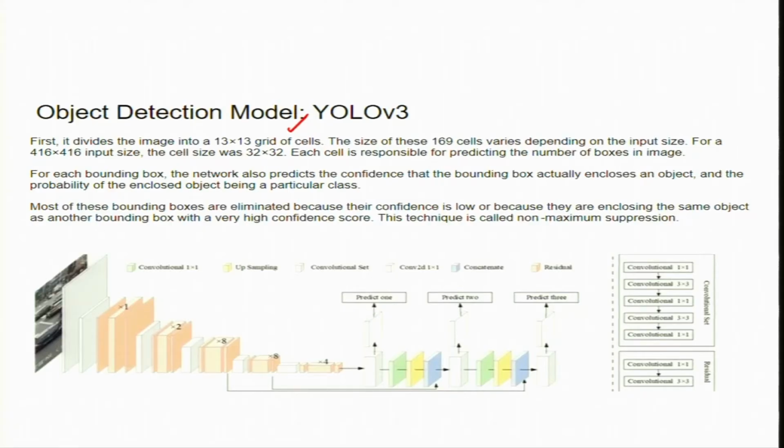The size of these grid cells varies depending upon the input size, and each cell is responsible for predicting a number of boxes in that particular image. For each bounding box, the network also predicts the confidence that the bounding box actually encloses an object, and the probability of the object being a particular class. All these things are done simultaneously, that is, in one go. Most of these bounding boxes are eliminated because their confidence is low, or because they enclose the same object as another bounding box with a very high confidence score, and this is called non maximum suppression.